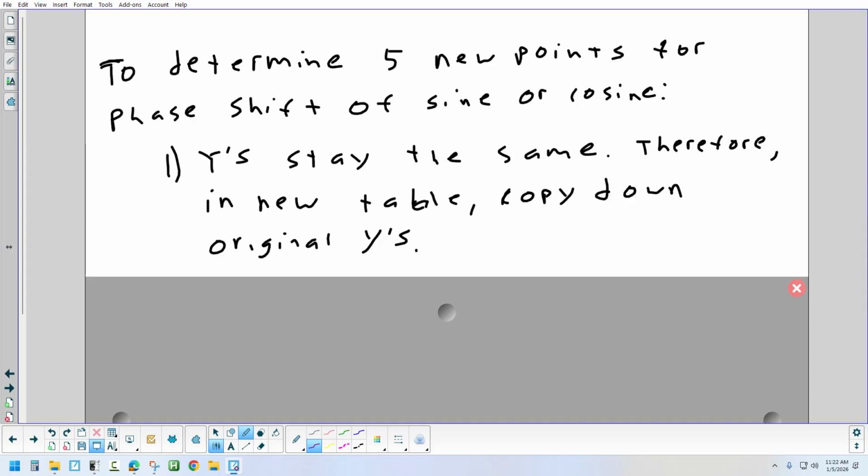The way this kind of problem is graded is you have the original table. I need you to figure out the new table. The new table is the table you get after you shift it left or right. The new table is going to look like this. It's going to have 5 x's and 5 y's. You get 1 point for each x and y value you get right. So that means the table is 10 points.